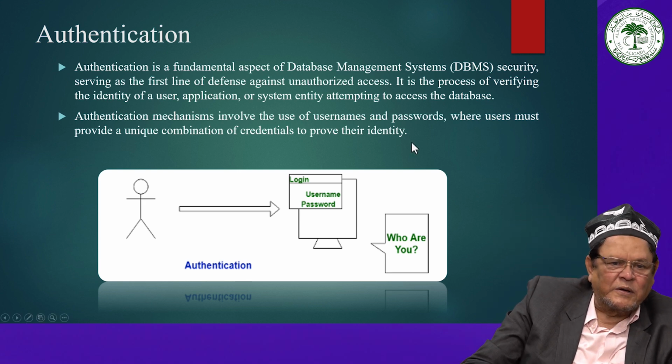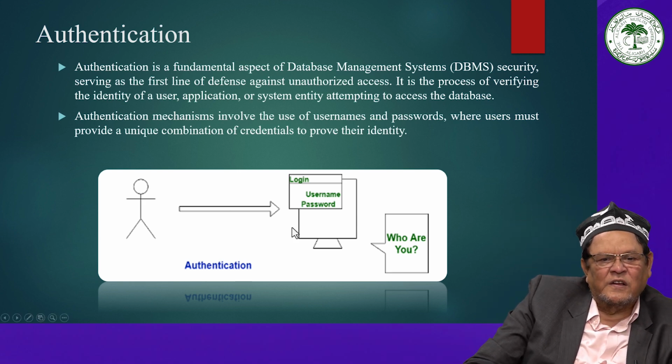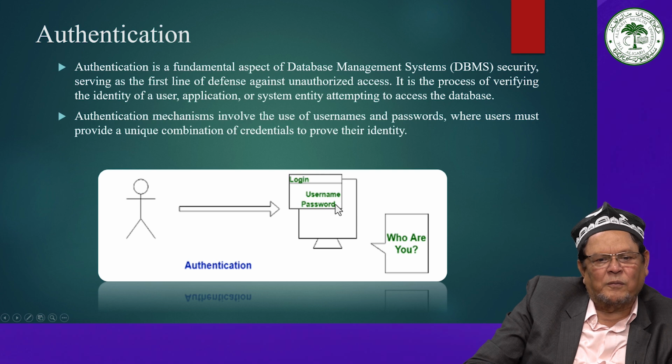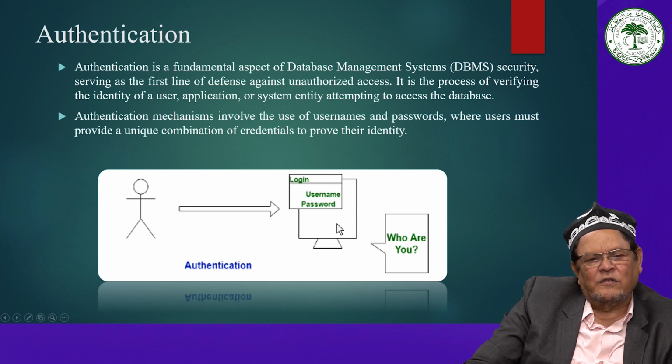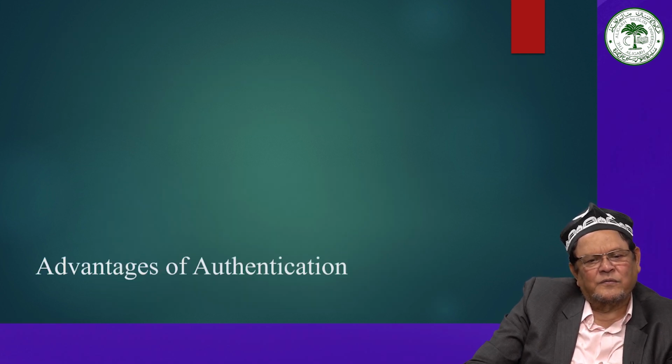So here is the diagram of authentication. The user enters the login and password. Then the system asks, who are you? It will compare. Then you are an authorized person, and you are able to retrieve information from the system.